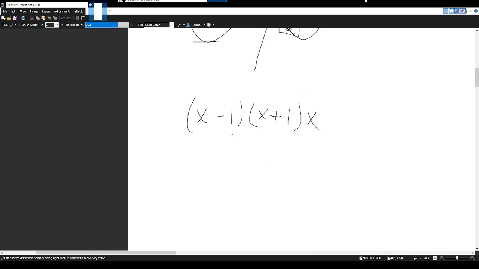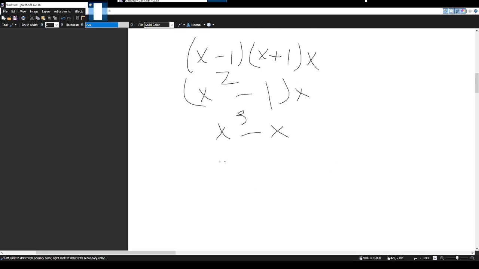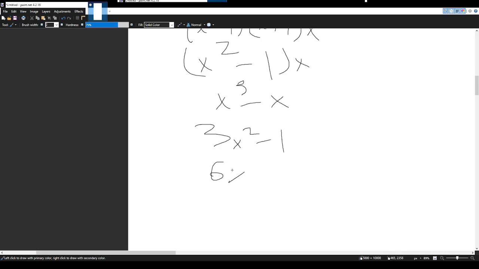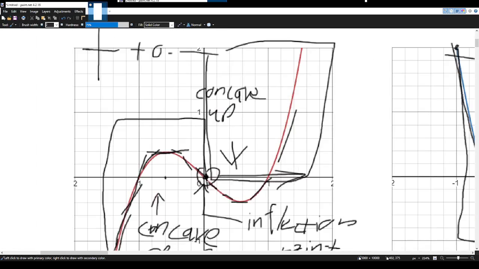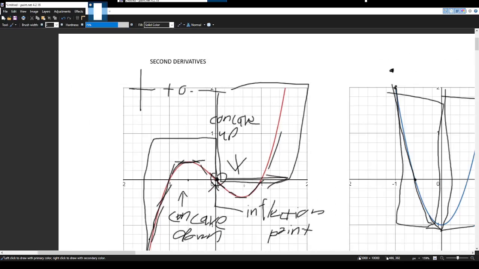So if you expand that out, that'd be x squared, let's see, x squared minus 1x. So that'd be x to the third minus x. If you find the second derivative, that'd be 3x squared minus 1, and that would be 6x. So 6x equals 0, and of course, x equals 0. So I was right, the point of inflection is exactly at 0. But that's what you would do to find that point of inflection.